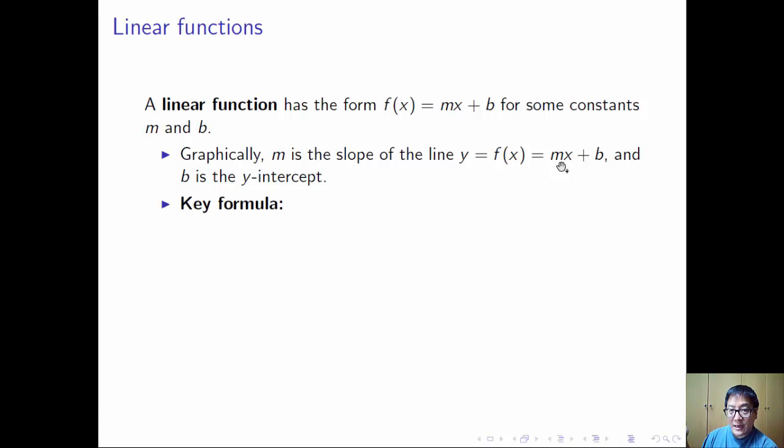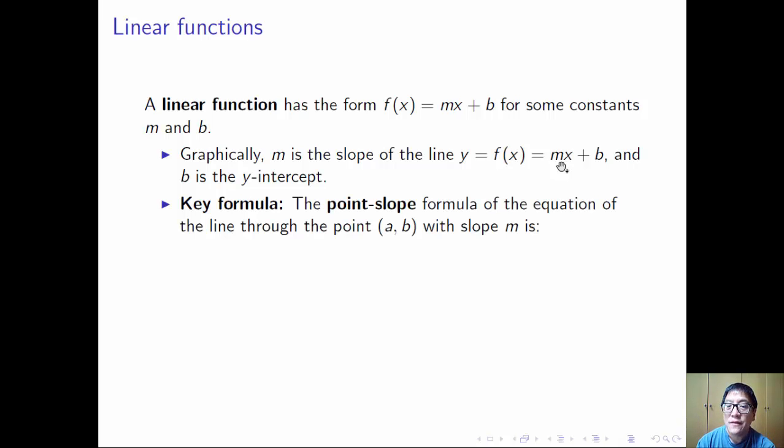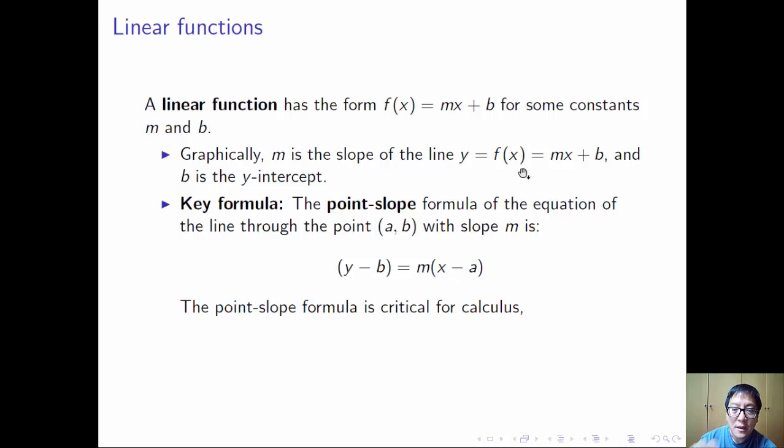So I'm going to take the opportunity here to remind you of a key formula. It's really important for calculus. The point-slope formula of the equation of the line through the point (a, b) with slope m is, I hope you remember this, y minus b is equal to m times x minus a. There it is again: y minus b is equal to m times x minus a. The point-slope formula is critical for calculus.